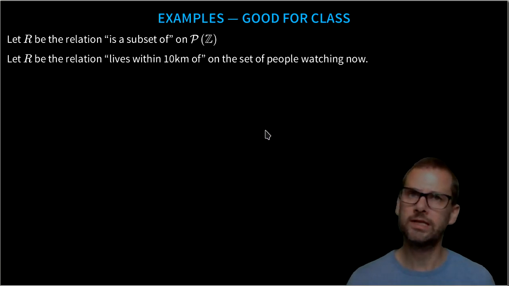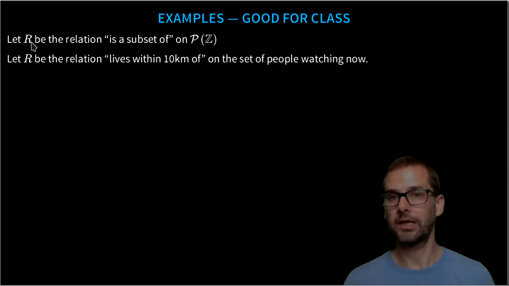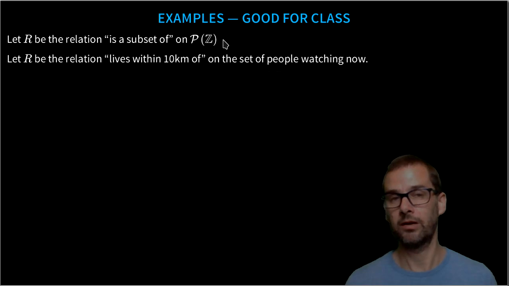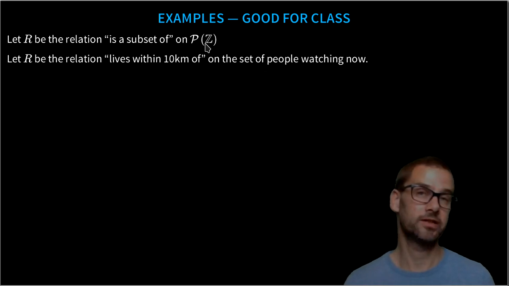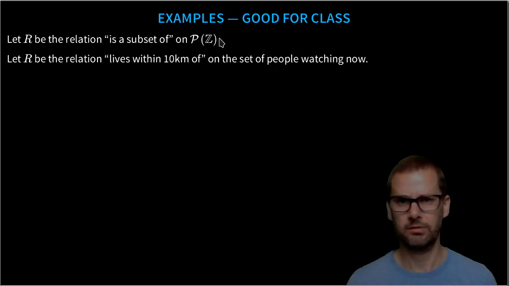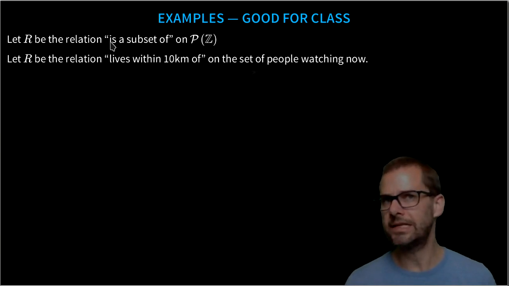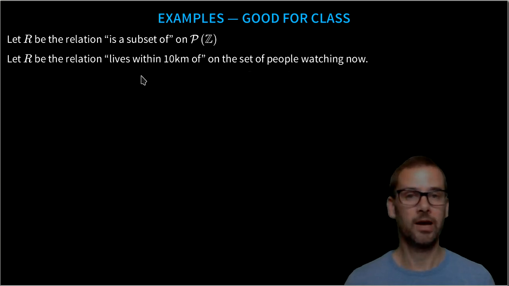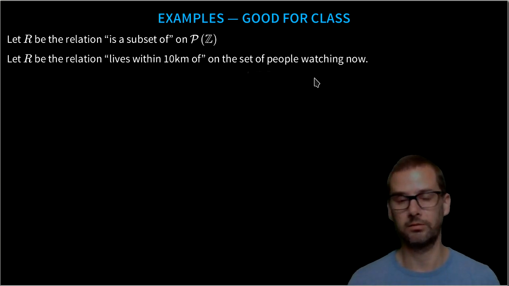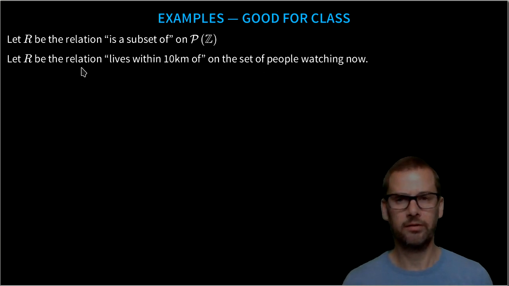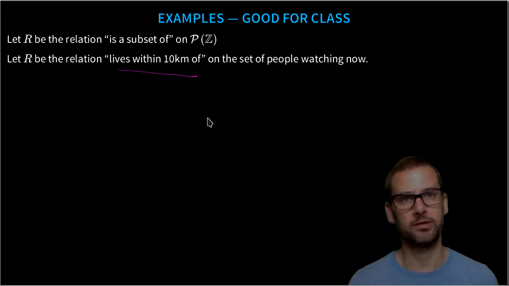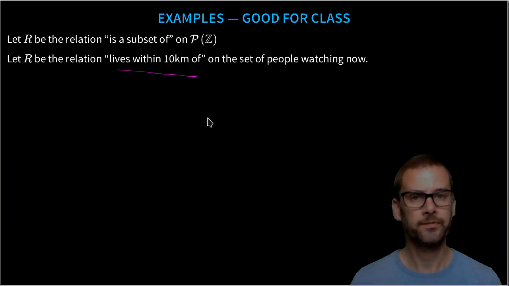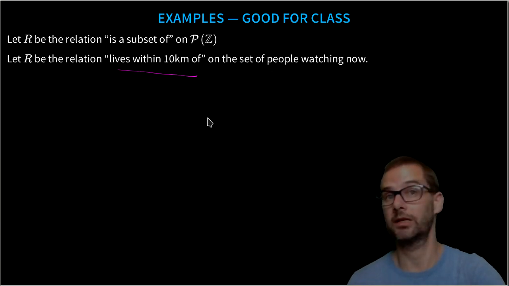So, some good examples that maybe we'll do in class. We can let R be the relation "is a subset of", which we can think about as being on all subsets of the integers, so on the power set of the integers. This is a good relation to think about to see, is this reflexive, symmetric, and transitive? Similarly, if we think about the set of people who are watching this video now, or perhaps when you're watching it, we can think of the relation being "lives within 10 kilometers of". So think about person 1, do they live within 10 kilometers of person 2? There's another relation that we maybe will discuss in class later.